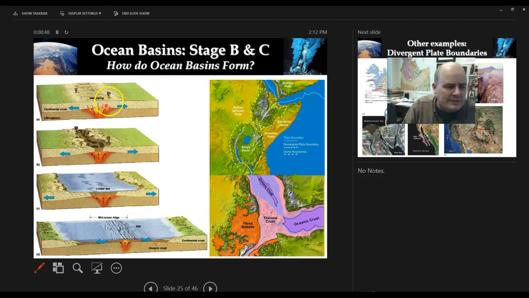Right. So here's some examples. Right now, currently, this is happening today here in East Africa. Still in East Africa. This is now occurring here in the Red Sea. This current one is occurring in the Atlantic Ocean. Great examples of all of these. This would be what we call a continental divergence. This is what we would call an oceanic divergence.